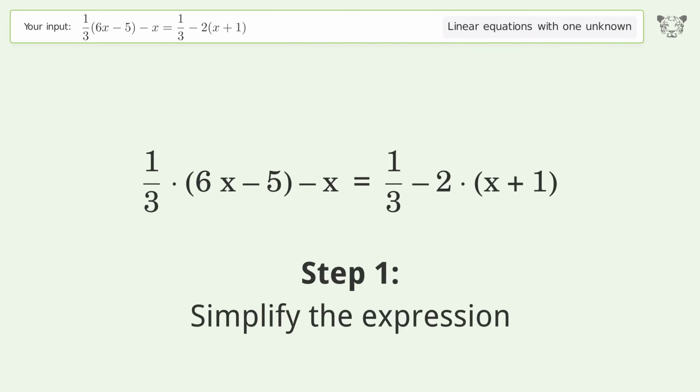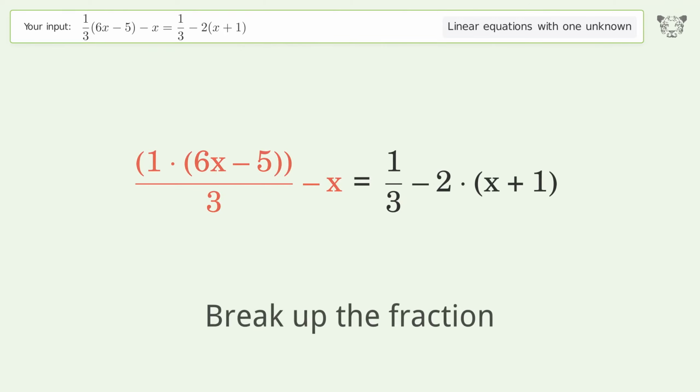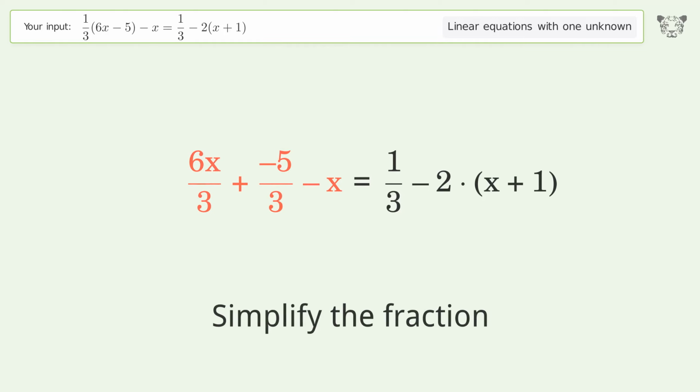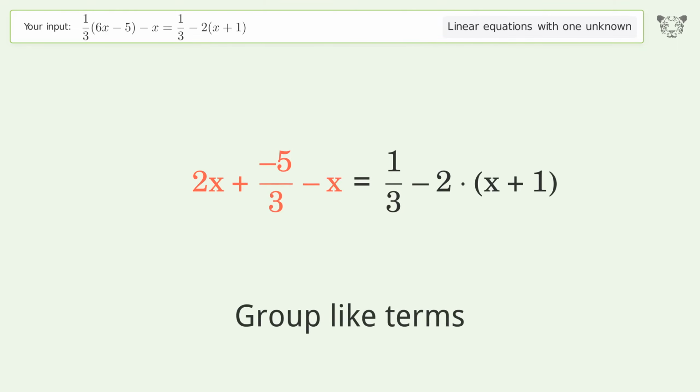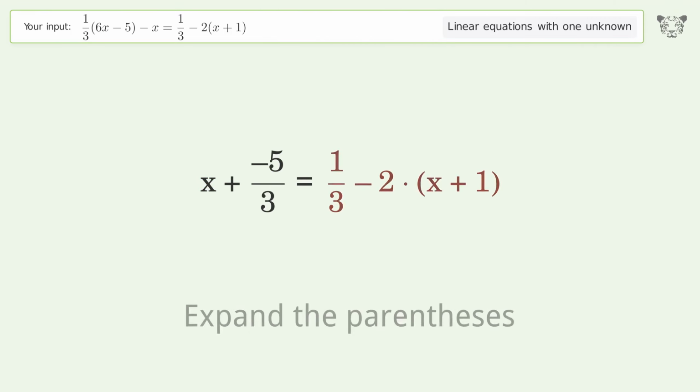Simplify the expression. Multiply the fractions. Break up the fraction. Simplify the fraction. Group like terms. Simplify the arithmetic. Expand the parentheses.